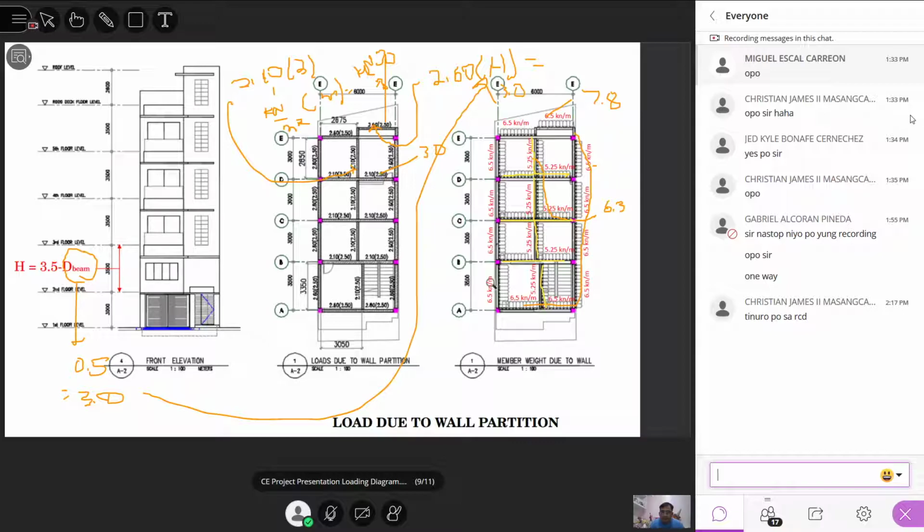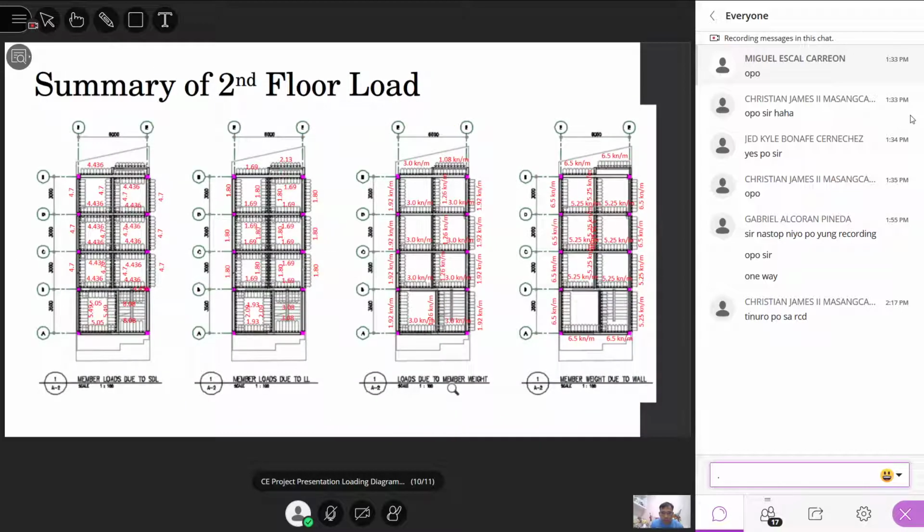So that is for the load. So, meron tayong tatlong klase ng load. The superimposed dead load, okay? We have now the SDL. After the SDL, meron kang member weight, yung self weight. And then after that, we have now the wall weight. Okay? So pagsasama-samahin natin lahat yan, presented in the next slide. So sa next slide, magkakasama na sila.